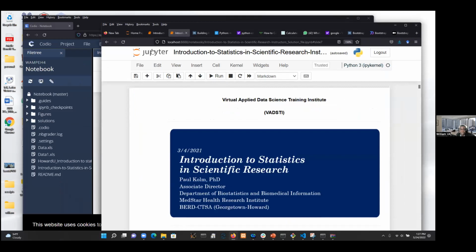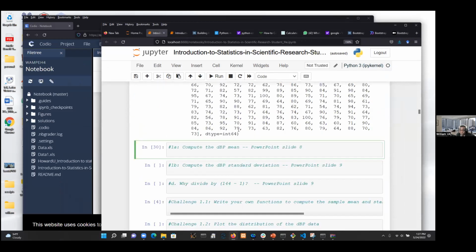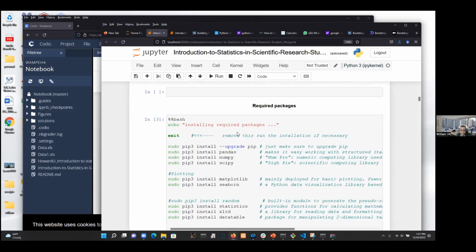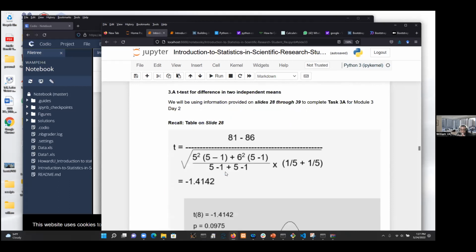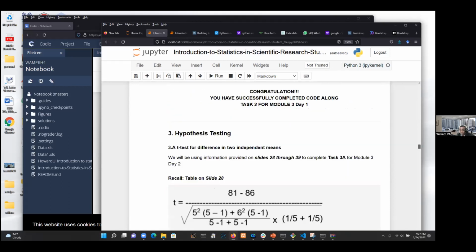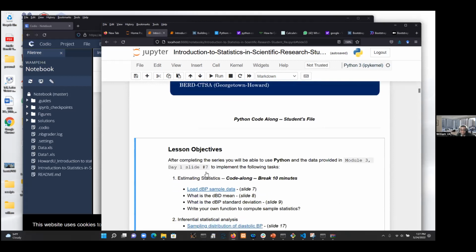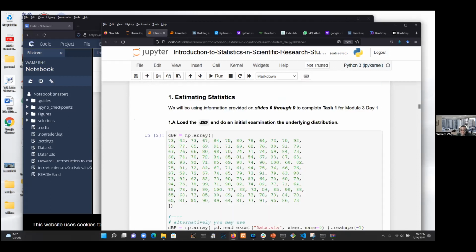Now we have access to the student file, and the student file primarily contains hyperlinks to the slides. Once you click on this, it takes you right in. And if you get lost, just come to the objectives, click, and it takes you there.